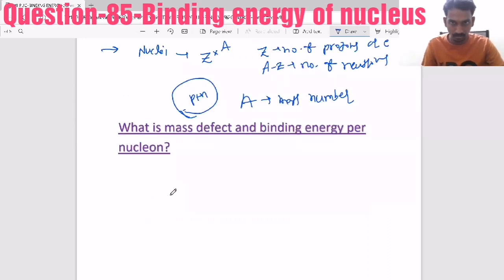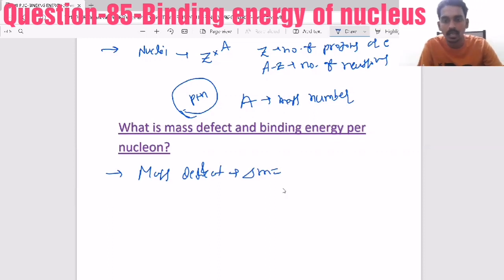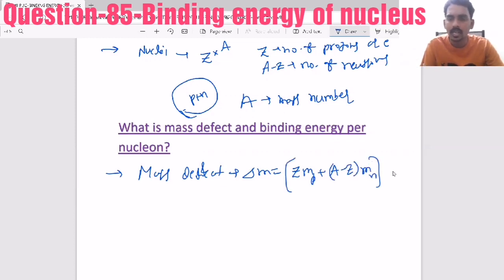Now, there are a number of protons and neutrons all combined together to form a nucleus. The very first thing we have to understand is what is mass defect. Mass defect means when you consider the total mass of the constituents of the nucleus, like Z protons plus A minus Z neutrons, if you calculate the total mass, it is actually more than the actual mass.